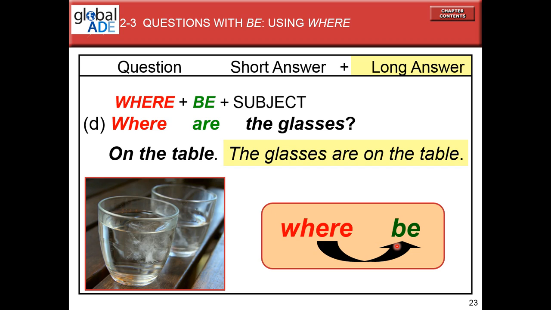For example, where am I? Where is the cat? Where are the cows? The cows are in the fields. Look at, they are in the fields, something like this. Where is Nara? Nara is in the school, okay?